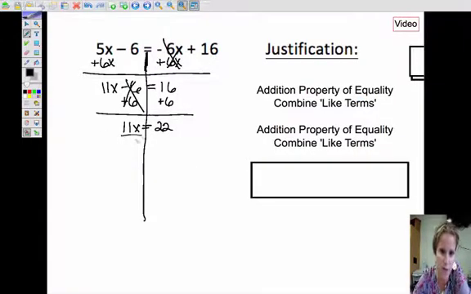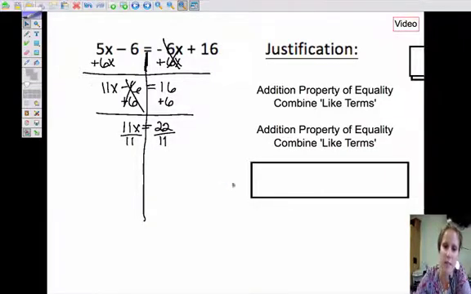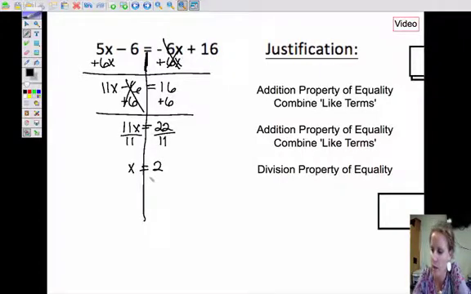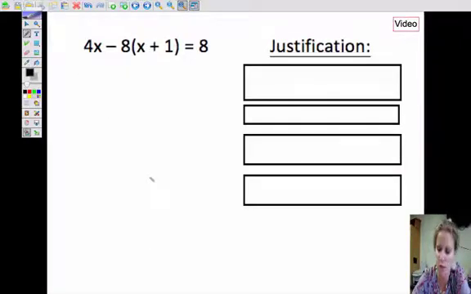Finally, to get rid of the 11, I'm going to divide by 11. And that's using the division property of equality. And we have 11 divided by 11 is 1x equals 22 divided by 11 is 2. So that would be how you justify each step. Using which property, what did you do, is basically what you have to tell us. So let's try another one.